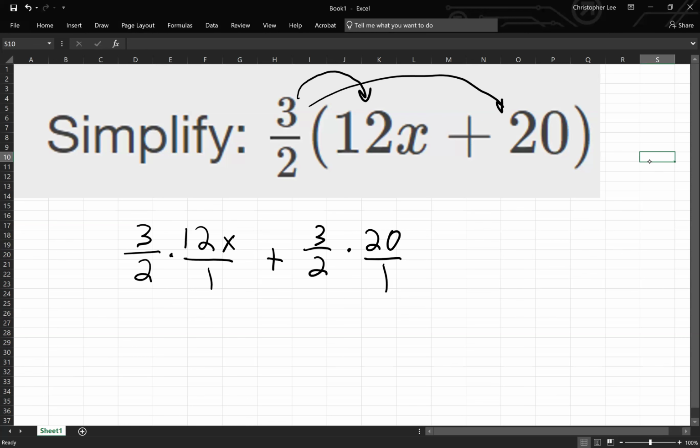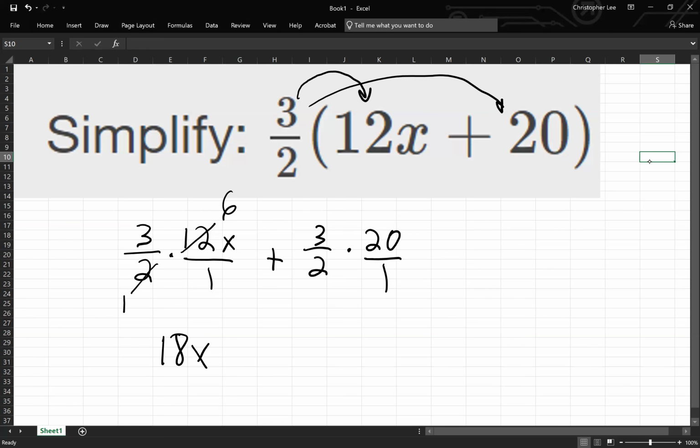Now, how do I multiply fractions again? Not across. Oh, yeah. But how? Like this or like this? Straight across, right? But what you could do is you could reduce it before you go across, right? So let me show you a reduction. So 2 goes into 2 once, 2 goes into 12 6 times. So then all you have to do now, 3 times 6, right? 18x.